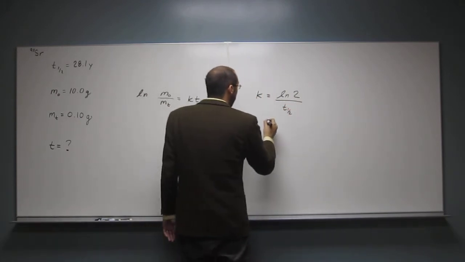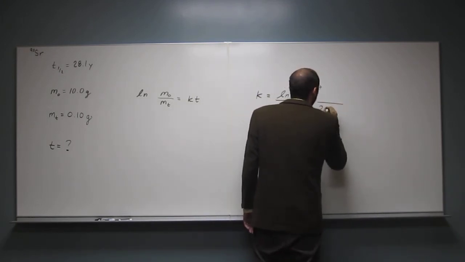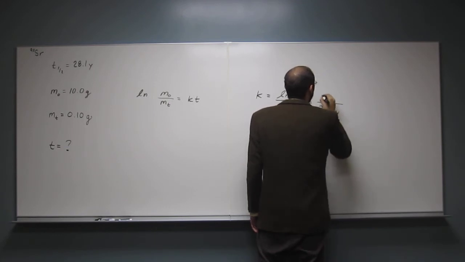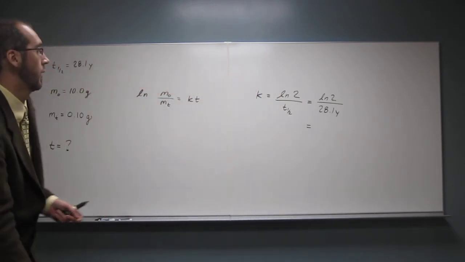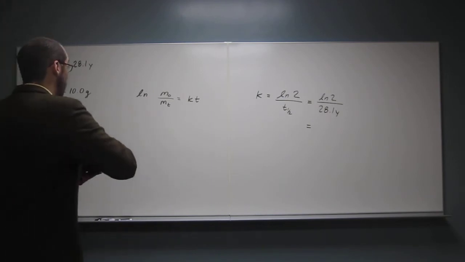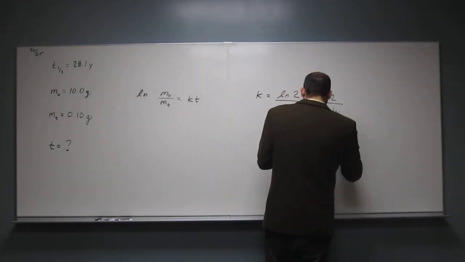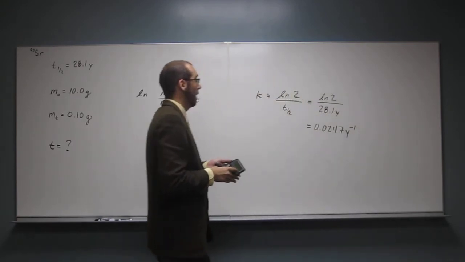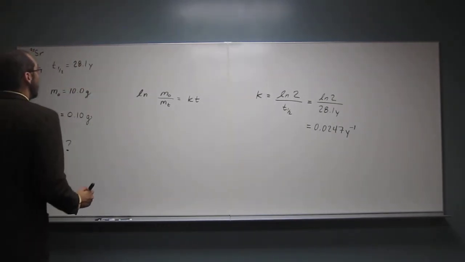Okay. So we've got the half-life at 28.1 years. So let's figure out what that is. So I get 0.0247 per year. That's the rate constant.